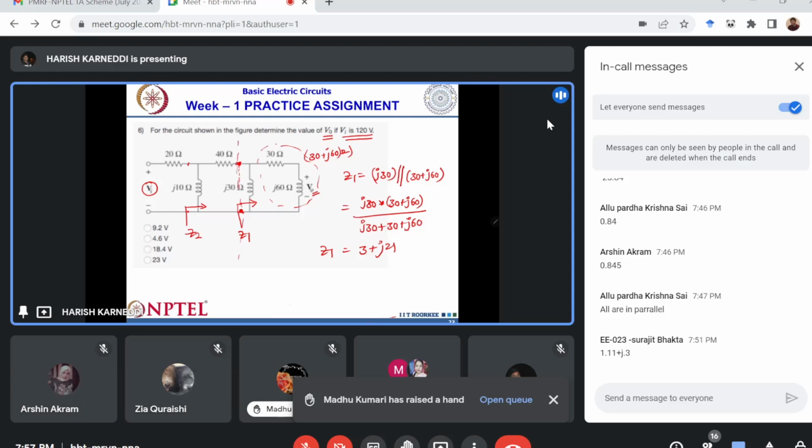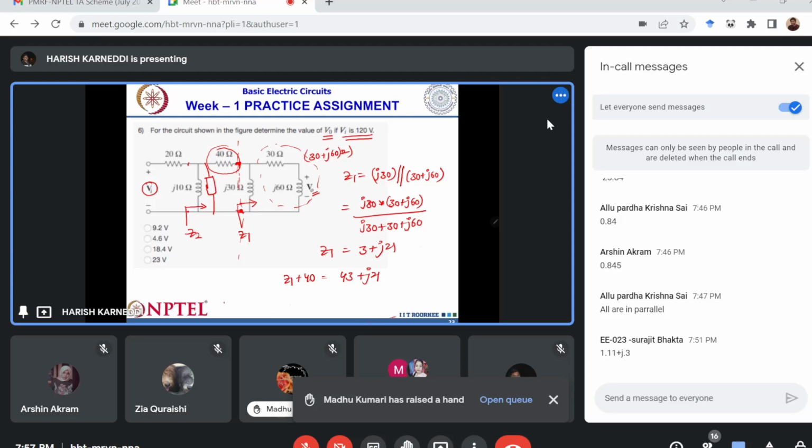Across these points is Z1. So Z1 is connected in series with the 40 ohm, right? So the impedance across this point, let us represent it as Z1 plus 40, equal to 40 plus 3, that is 43 plus J21.